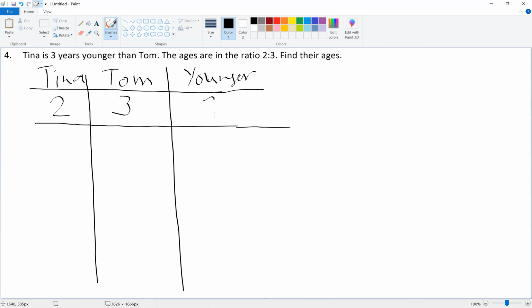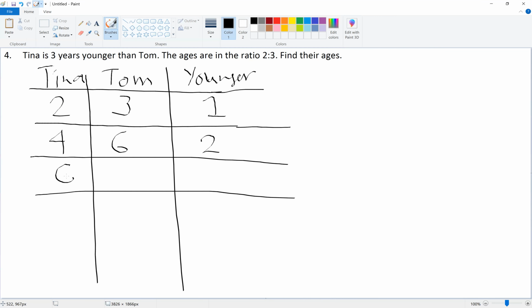No, Tina's gonna be 6 years old. So then the next one would be 4 and 6, which is 2 years younger. The next one is 6 and 9, which is 3 years younger. Correct?